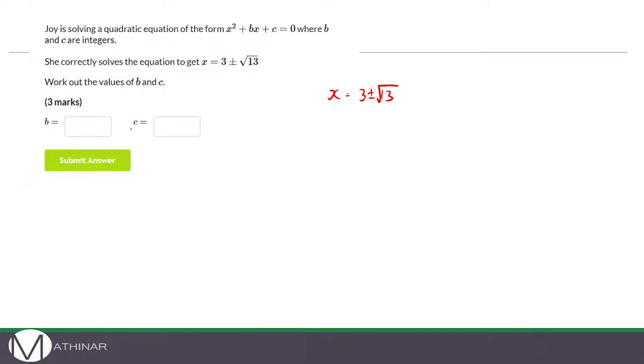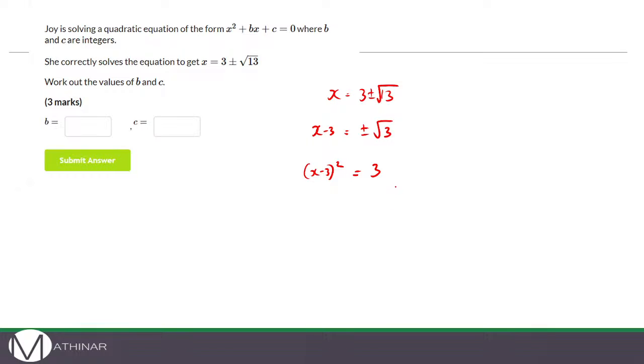Okay, so I'm going to get a quadratic. So the first thing I'm going to do is take this 3 back over to the left, making it x minus 3 is equal to plus or minus the square root of 3. Next, I'm going to square both sides. So (x minus 3) squared is equal to root 3 squared, which is 3.